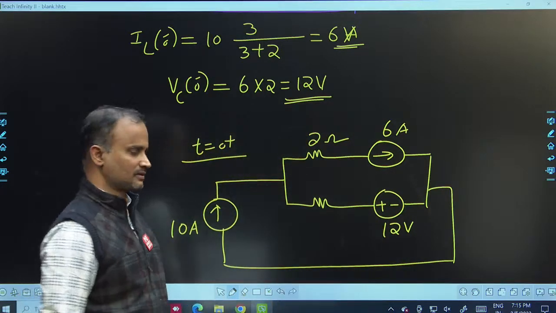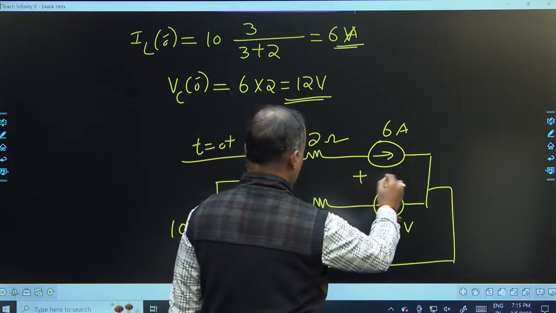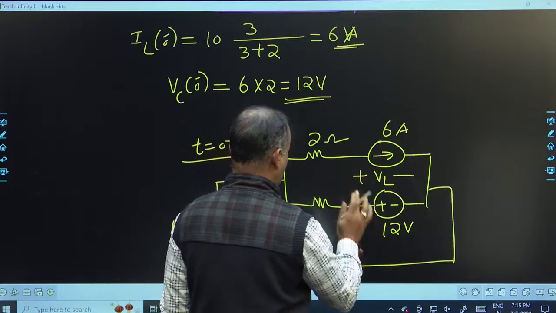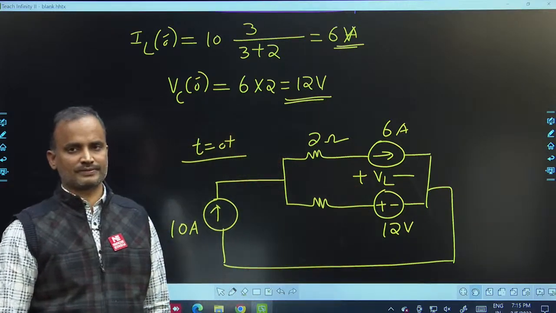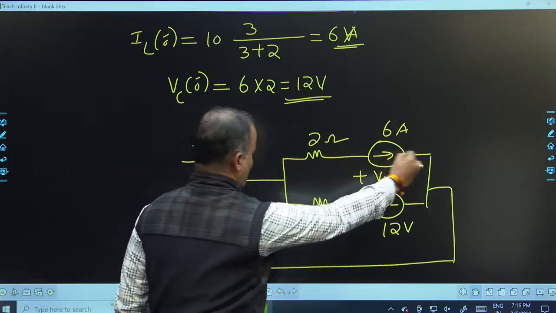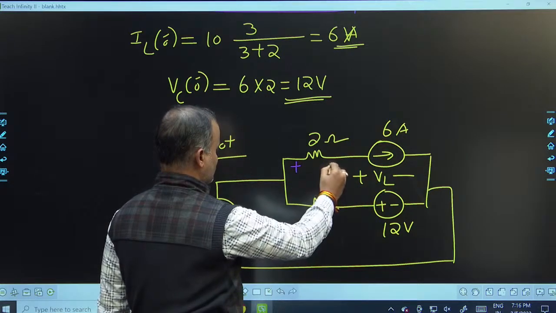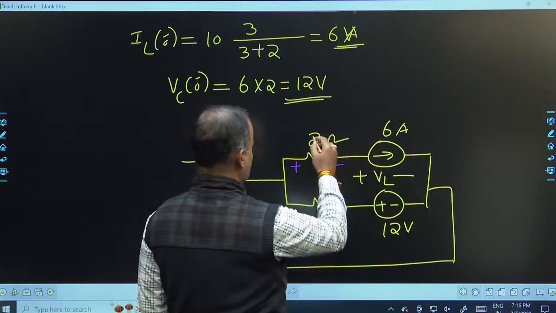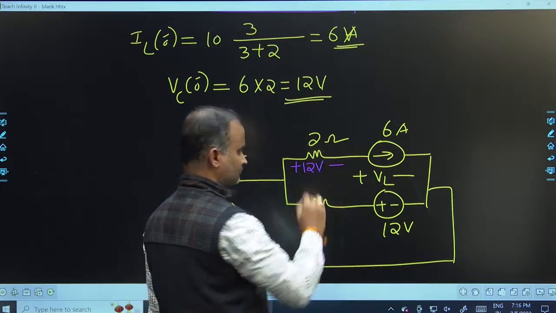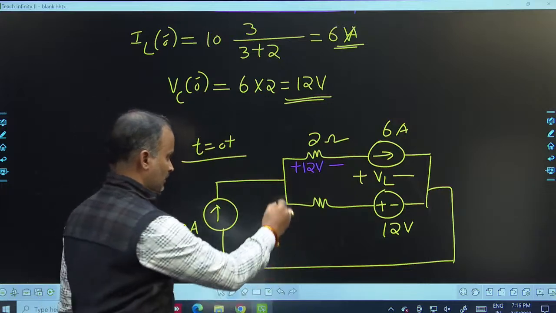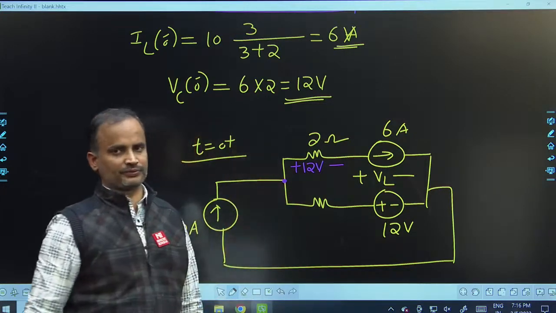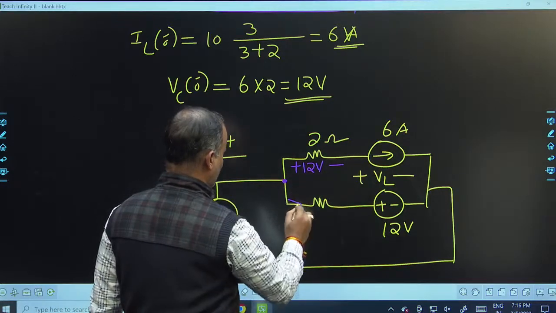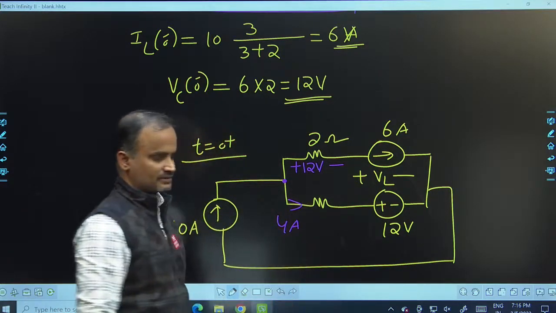In the question, what is asked is the voltage across the inductor. In this example, the inductor is indicated as a current source. To conclude the answer the easy way, the current of this branch is 6 amperes. Wherever the current is entering, that is positive, and the other side is negative. With current 6 amperes and resistance 2, the voltage will be 12. Again, applying KCL at this point, 10 amperes is incoming and 6 amperes outgoing, so the remaining current is 4 amperes.